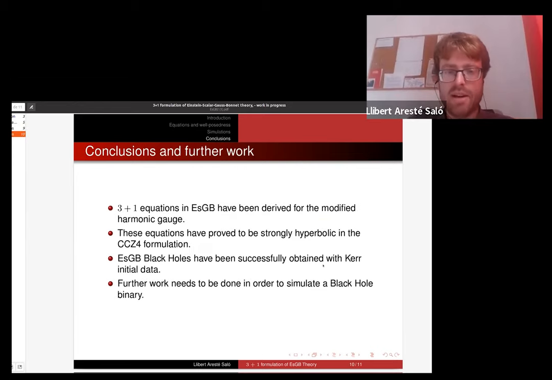Okay, so to wrap up, the results that have been obtained so far are the explicit equations of ESGB in a 3 plus 1 formulation, which is well posed and has been successfully implemented to obtain hairy black holes. Now, the next step is to obtain a binary of two hairy black holes in this ESGB theory.